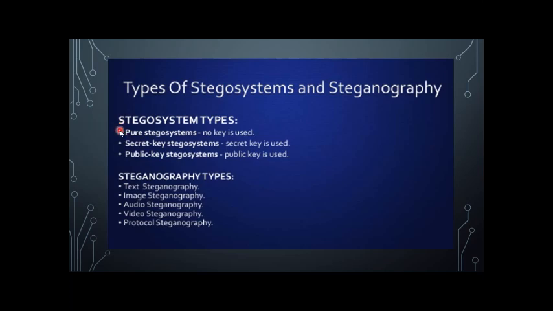What is a pure stego system? It is a type of stego system in which no key is used, only a simple secret message hidden behind its normal form. In secret key stego systems, first the secret message is encrypted with a key, and then we hide the secret message behind a normal form. Public key stego systems.